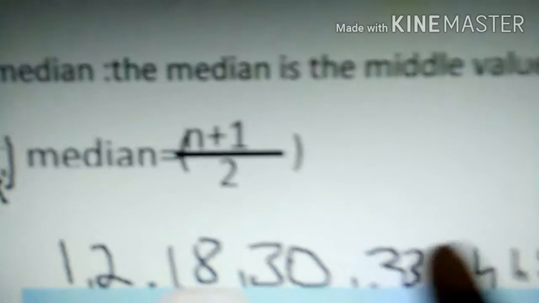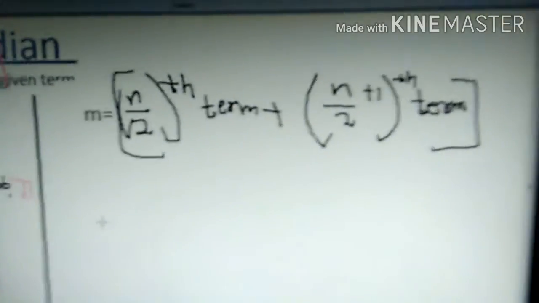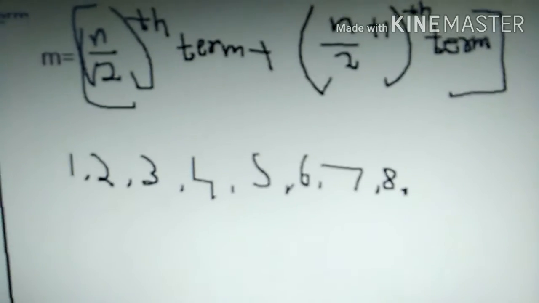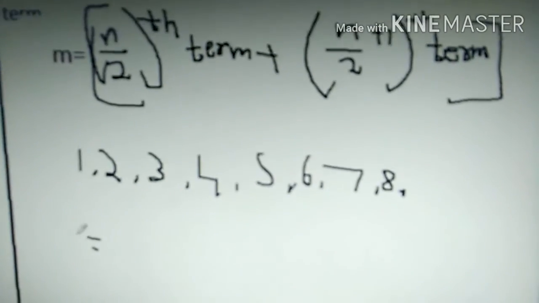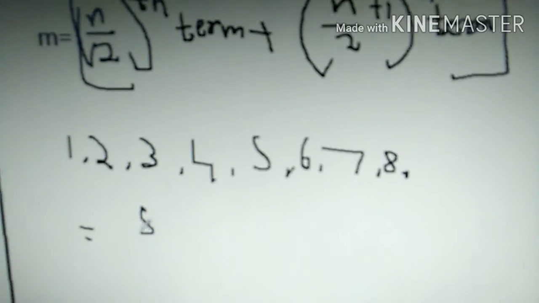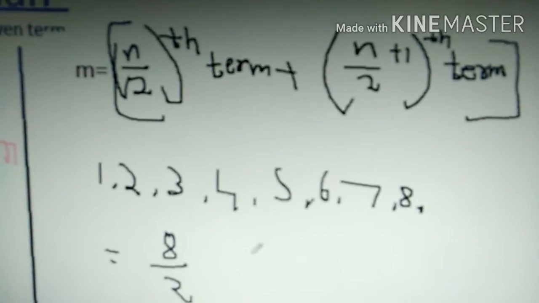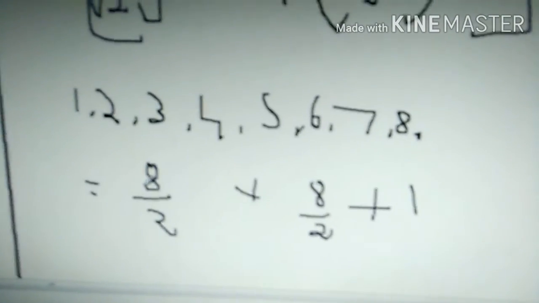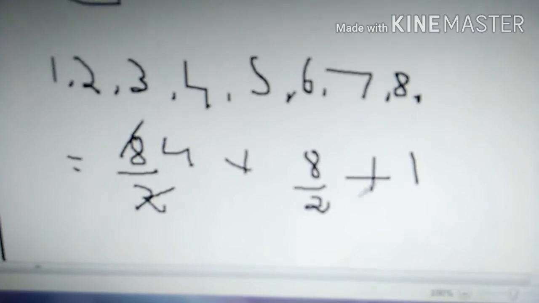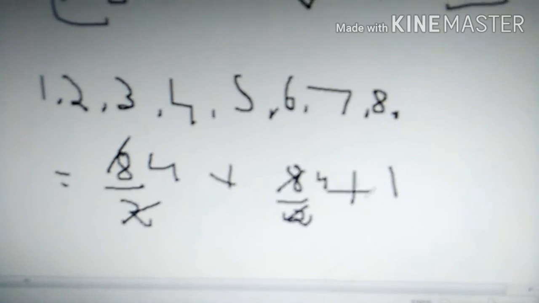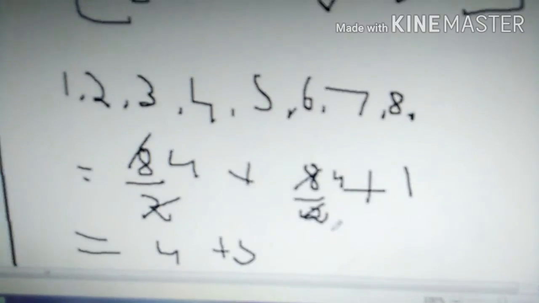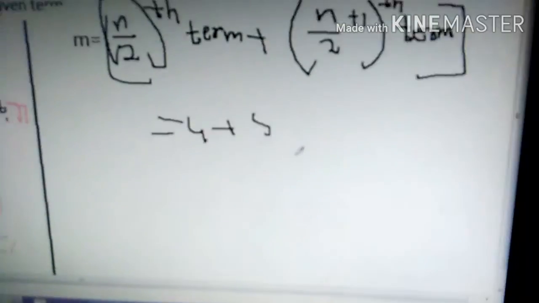Now let us take the formula for even. Let us take some values. Now I took some values like 1, 2, 3, 4, 5, 6, 7, 8. Now we need to use this formula, where n is the number of observations. The number of observations is 8. Then 8 by 2 plus, here, 8 by 2 plus 1, which gives 8 by 2, that is 2 fours are 8, which is 4. We need to add 4 plus 1, which gives 4 plus 5.